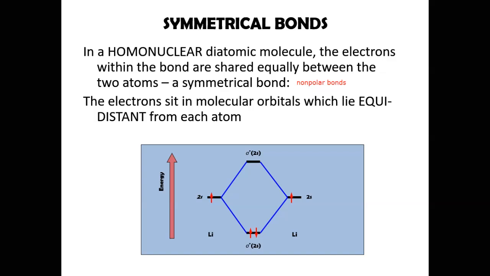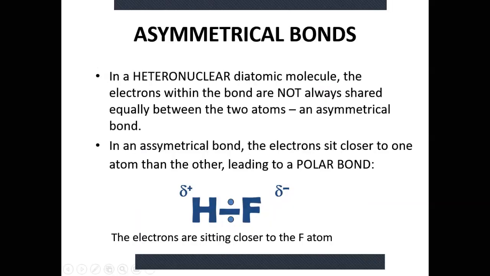So they share equally with one another, then you can determine the mean of those two different types of bonds and then get the average for the heteronuclear bond. Because if this is lithium, lithium, and these two lithiums have the same energy, then you can determine this is nonpolar because it's a lithium-lithium bond. So asymmetrical bonds are when the electrons are not shared equally between two atoms, and this is referred to as a polar bond.